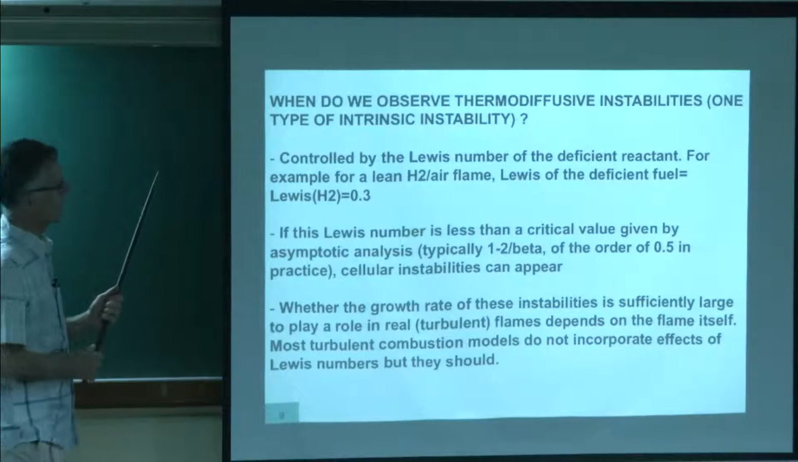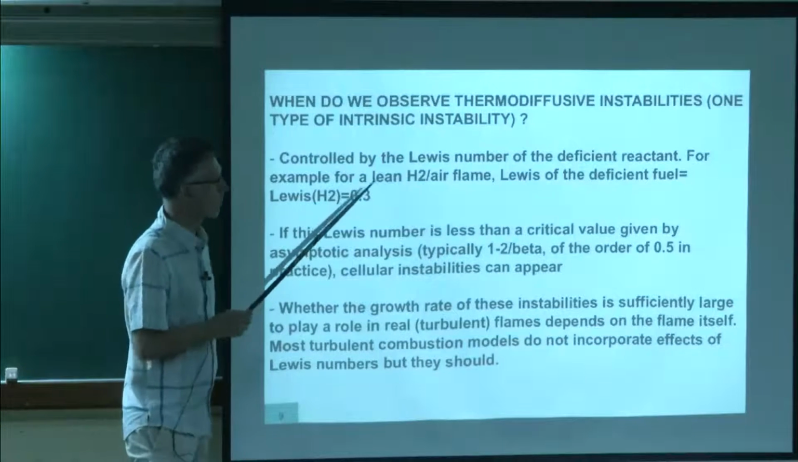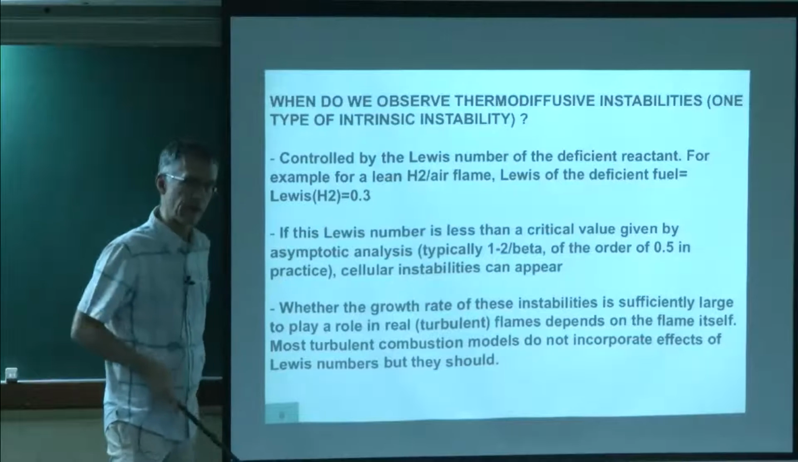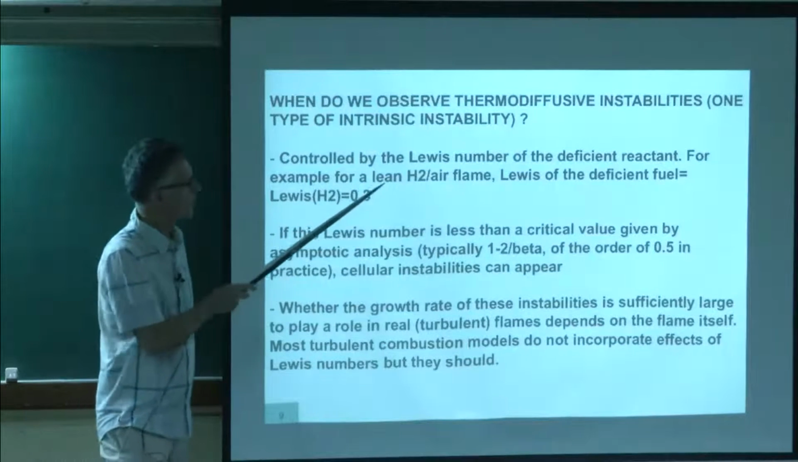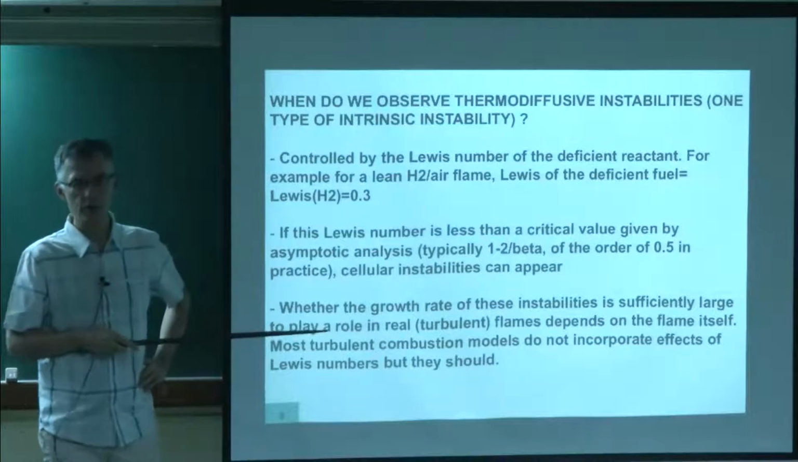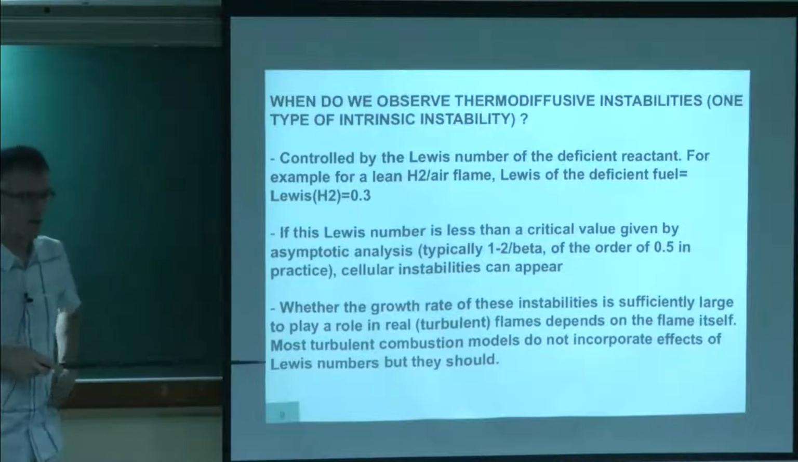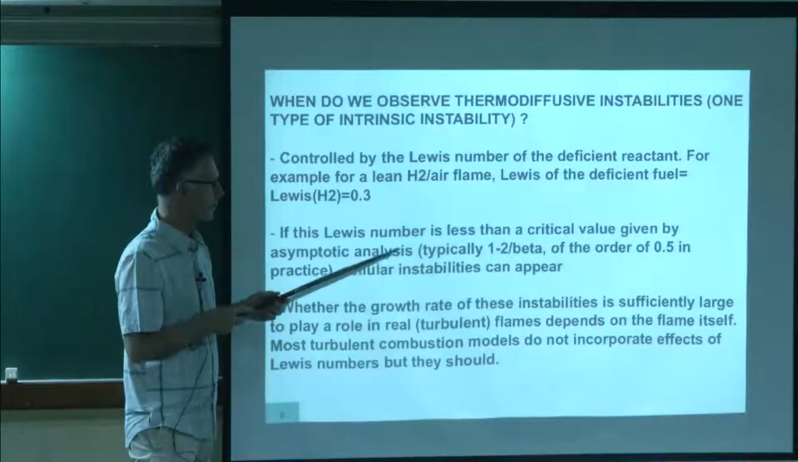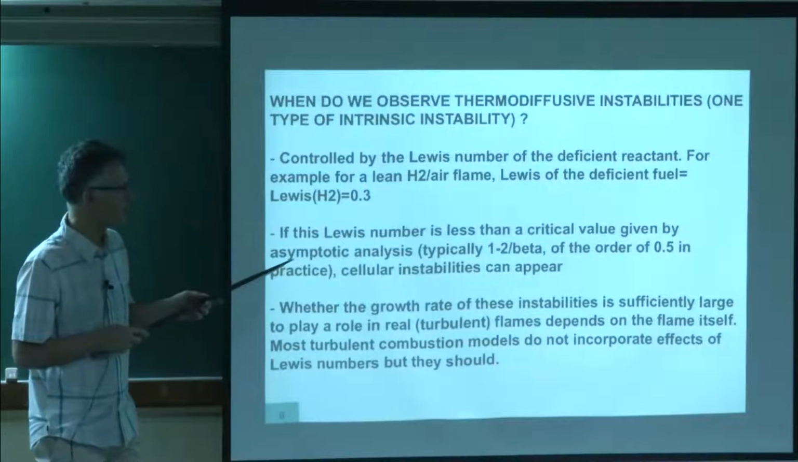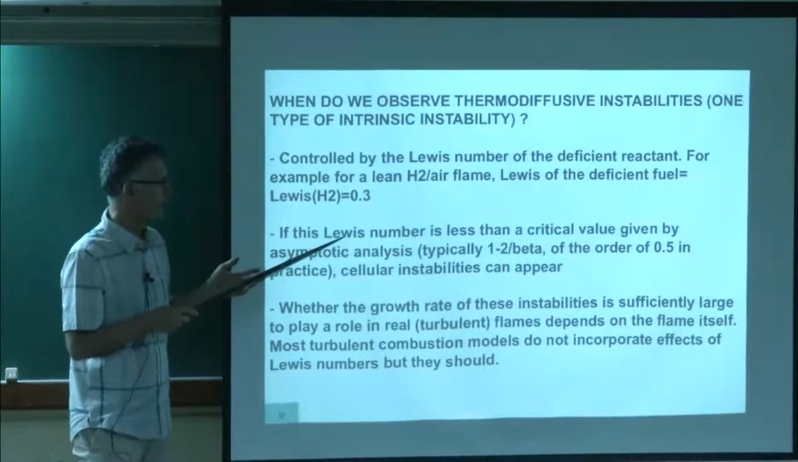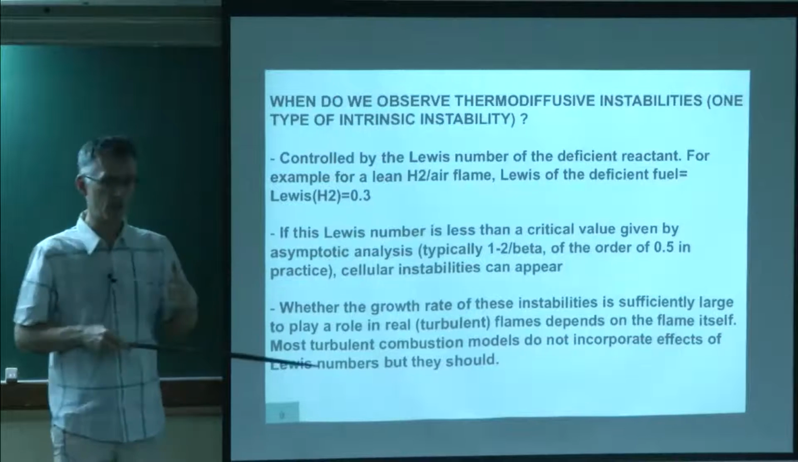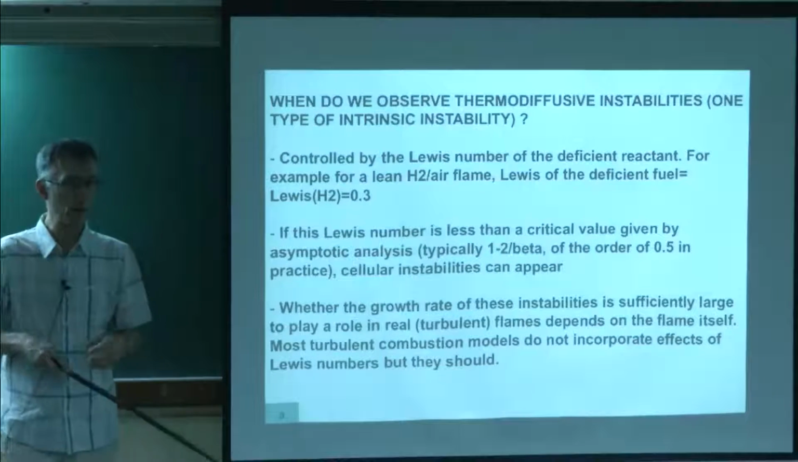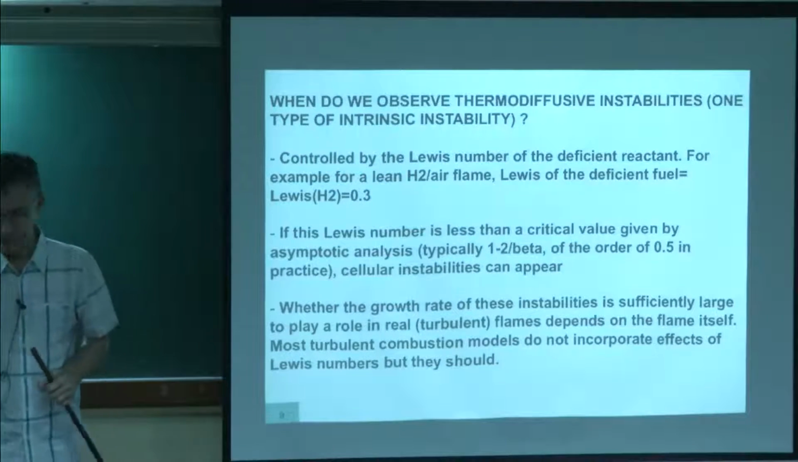When do you observe that? We didn't really talk about it, but it's controlled by the Lewis number of the diffusion reactant. Typically, it's really for hydrogen. For hydrogen, we know that it's very easy to develop these cellular flames, and you can look at the asymptotic analysis to do that, but typically, we know that the critical Lewis number is such that for hydrogen, you are below it, so you can have this cell formation.